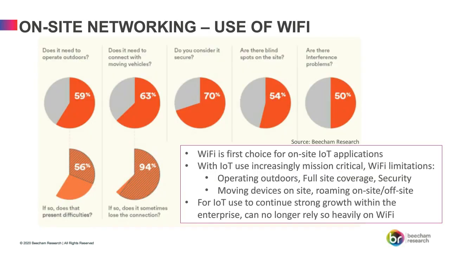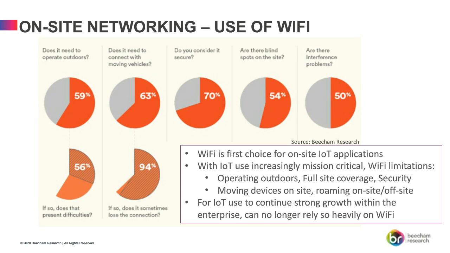And we then asked a few more questions, specifically about use of Wi-Fi. So does it need to operate outdoors? And 59% of respondents said that, yes, that was true in their case. And then, if so, does that present difficulties? And more than half of those, 56%, said that it did present difficulties. And this is a known issue with Wi-Fi, that it's a bit prone to atmospheric conditions, and it is affected by weather conditions.